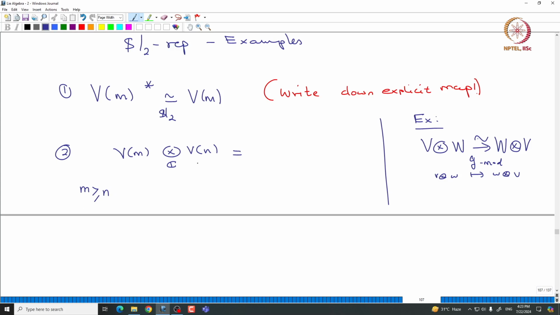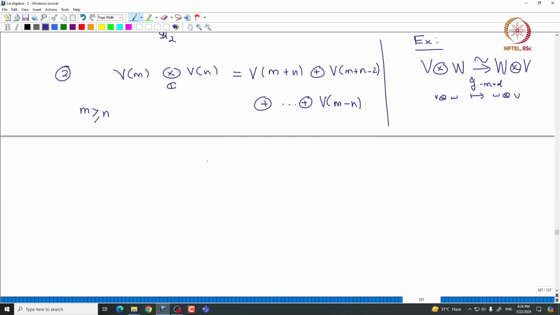Now, given this data, one can prove that Vm tensor Vn is isomorphic to V(m+n) direct sum V(m+n-2) direct sum, etc., direct sum V(m-n). This is the exact irreducible decomposition of Vm tensor Vn, and it is a very useful decomposition. So, let us try to prove this. This is again a very simple computation, it is not that hard, but one has to work it out very closely.